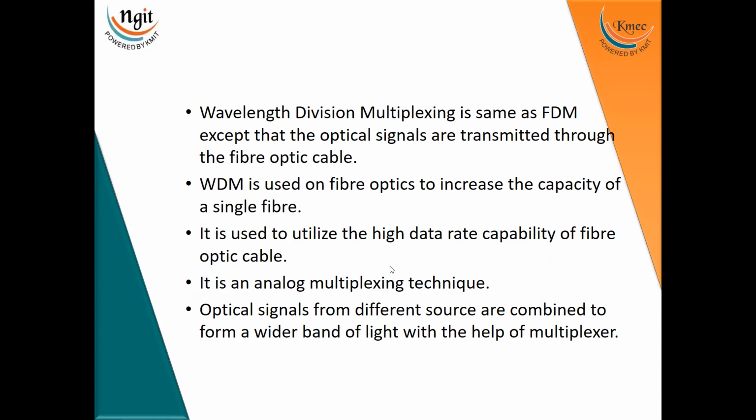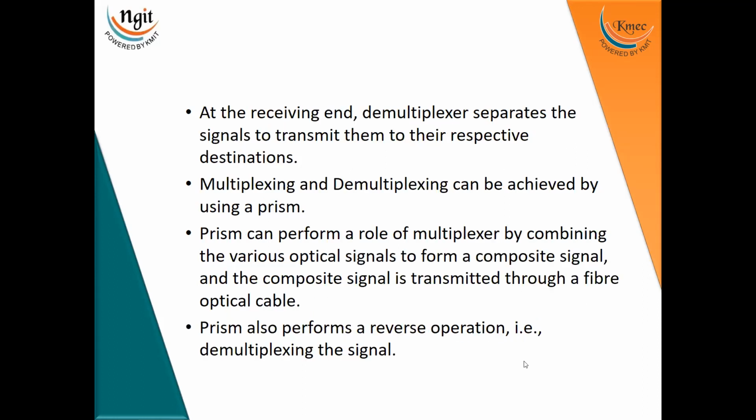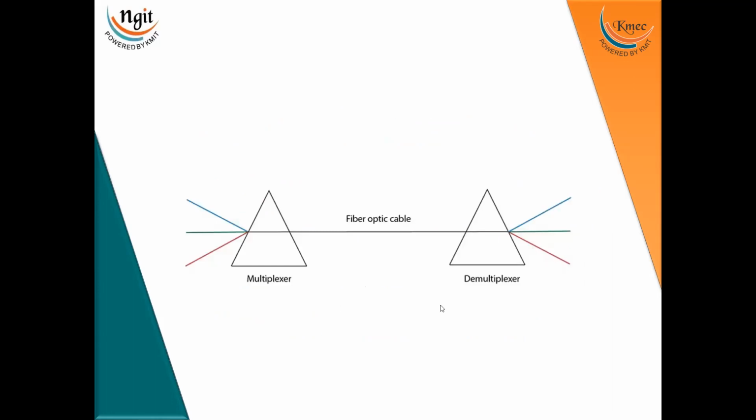And it is used to utilize the high data rate capability of fiber optic cable. It is an analog multiplexing technique, and the optical signals from different sources are combined to form a wider band of light with the help of a multiplexer.